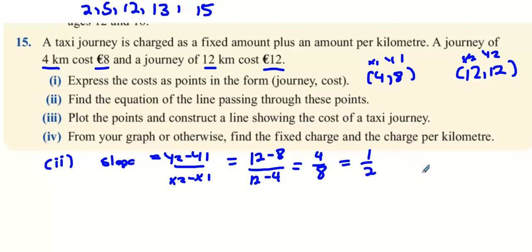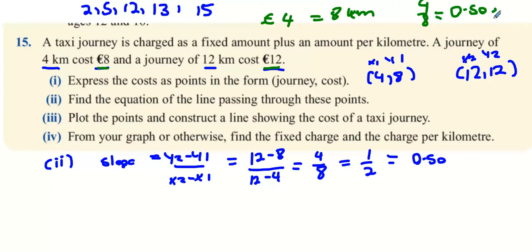In a way, what does this mean? Well, think about it. If you take the two of these away from each other, what's the difference in price? The difference in price is €4 when you take 12 take away 8. And the difference in distance is 8 kilometers. So the extra 8 kilometers cost the other person €4. Divide 4 by 8 and you get 0.50. This is euro per kilometer, and that's what the slope means. So the charge per kilometer is 50 cents.